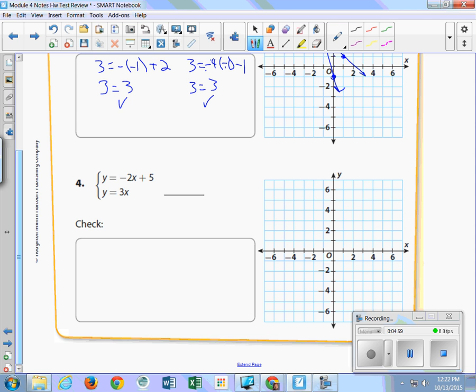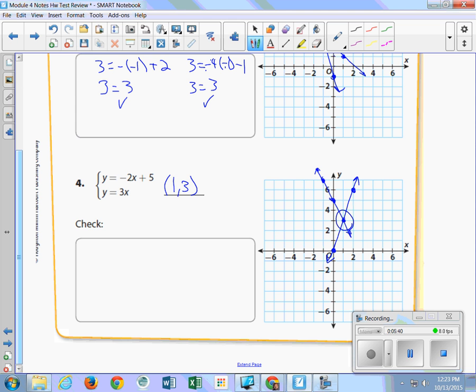All right, let's graph the next 2 equations. I have a y-intercept of 5, slope of -2, so I can rise 2, run to the left 1, go down 2, run to the right 1. Okay. The second one, y equals 3x. That's a y-intercept of 0. Rise 3, run 1. So my point of intersect is at the point 1, 3.